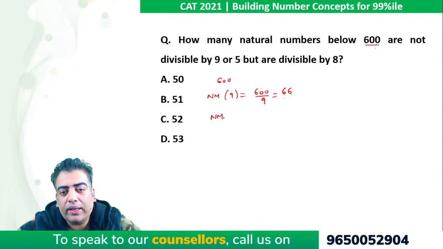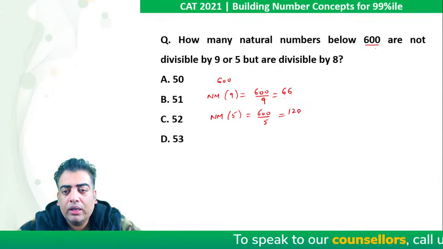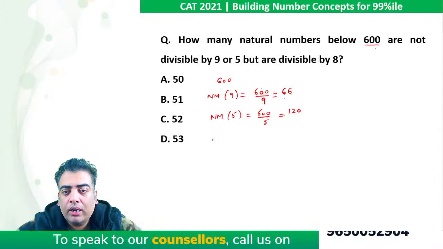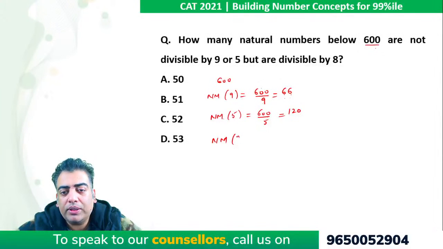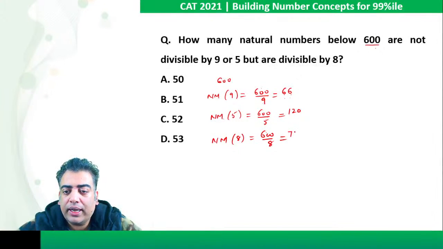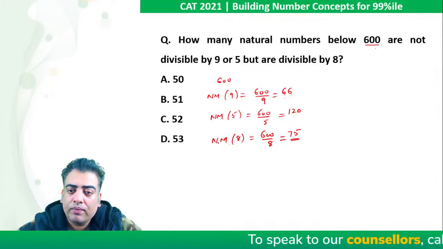When it comes to 5, 600 divided by 5 is 120. So 120 are multiples of 5, remaining are not. As we require multiples of 8, 600 upon 8 comes out to be 8 7s are 56, 8 fives are 40. So 75 numbers are multiples of 8.